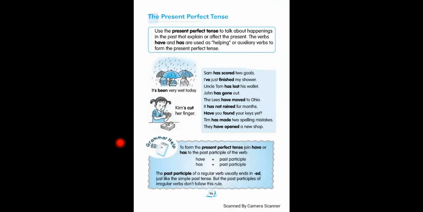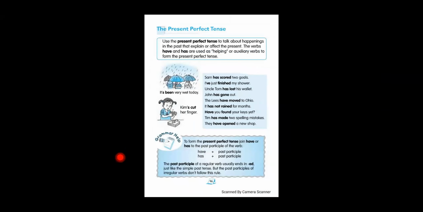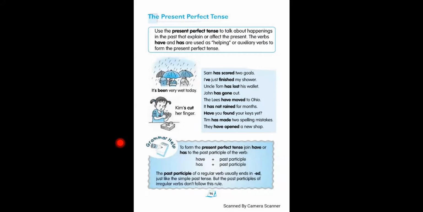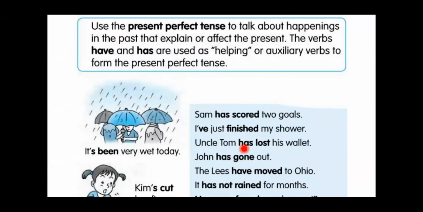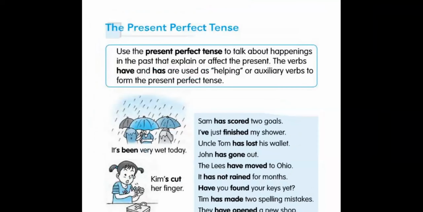And then we discussed the present perfect tense. Do you remember present perfect tense? In present perfect tense, what did we add? We added has and have. Which verbs did we add? Here we added has and have, helping verbs, along with ed. In the present perfect tense, we add ed to the verbs. Moved, scored, finished. Okay, usually we add ed along with has and have.